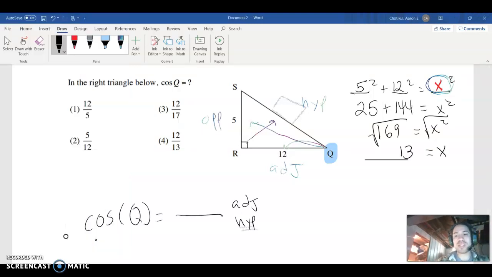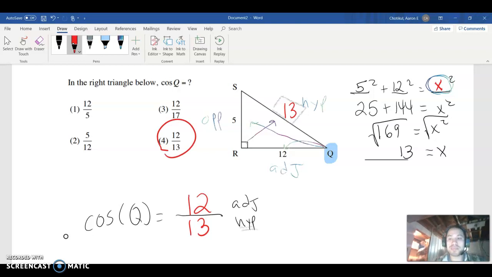equals 13. Now, this is not our answer. I know we did a lot of work to get to it, but this is just the setup. So our hypotenuse is 13. Now I know all three sides, so I can set up my ratio. I know my ratio is adjacent, which is 12, divided by the hypotenuse, which is 13. We check our multiple choice, boom, we're right there.